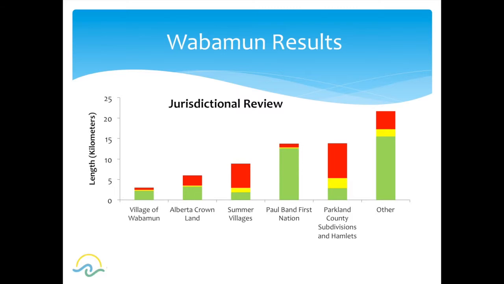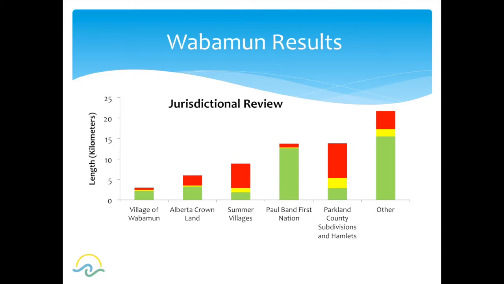This is a chart comparing the jurisdictions that are managing land around Wabamun Lake. It is organized by the amount of riparian area that they manage, in ascending order, and also based on the proportion of the health rating of those areas. So we've got the village of Wabamun, we've got Alberta Crown Land, we've got a consortium of summer villages, which I'll break down in a minute. We've got Paul Band First Nation, which is doing quite well.